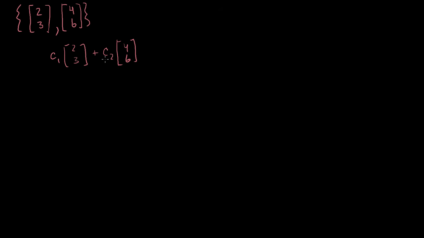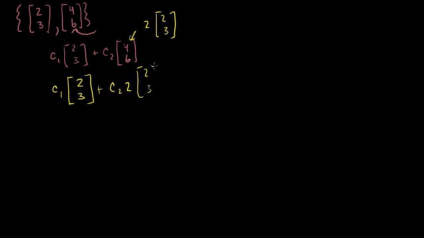Now, the first thing you might realize is that this vector 4, 6 is just the same thing as 2 times the vector 2, 3. So I could just rewrite it as c1 times the vector 2, 3 plus c2 times, and instead of writing the vector 4, 6, I'm going to write 2 times the vector 2, 3, because this vector is just a multiple of that vector. So I could write c2 times 2 times 2, 3. I think you see that this is equivalent to the 4, 6. 2 times 2 is 4. 2 times 3 is 6.